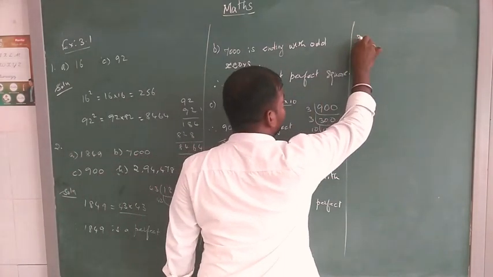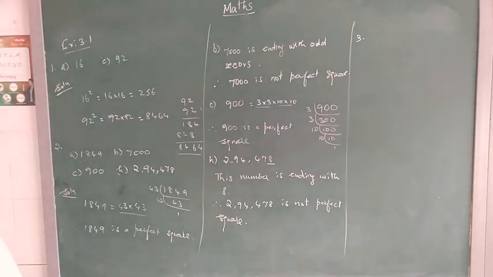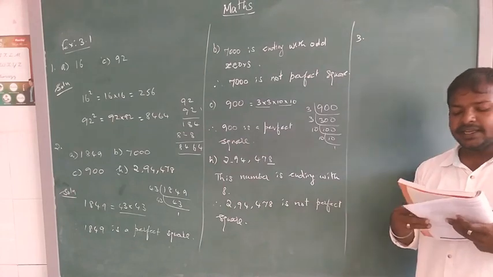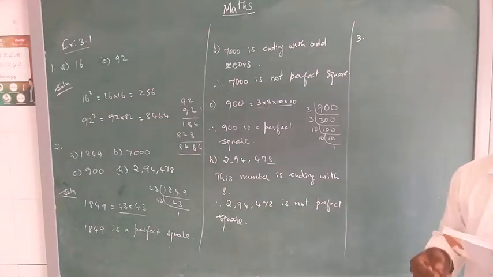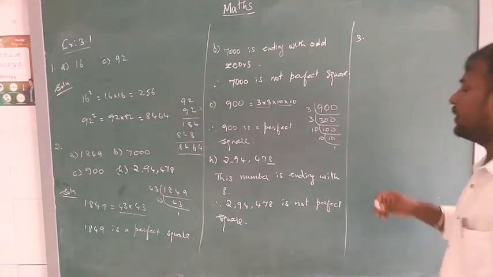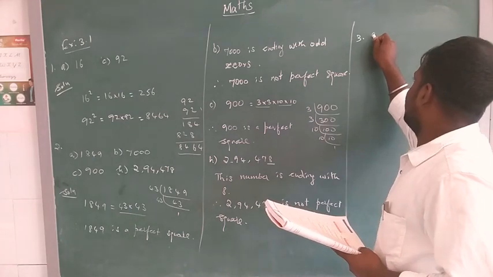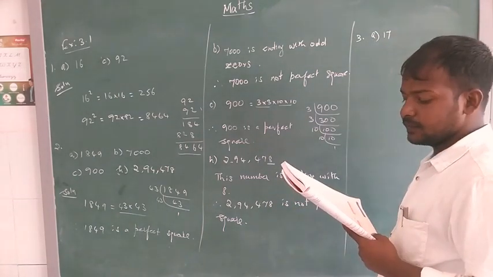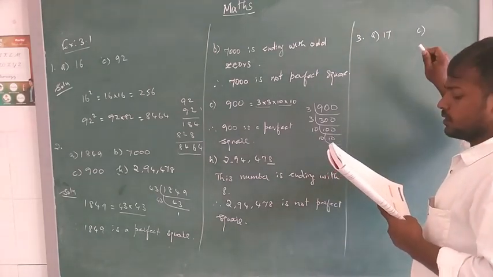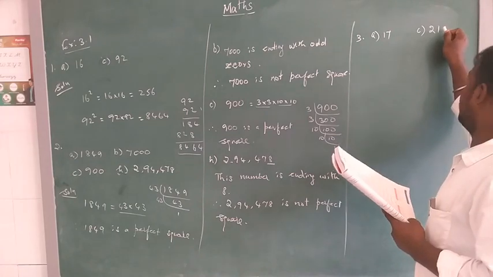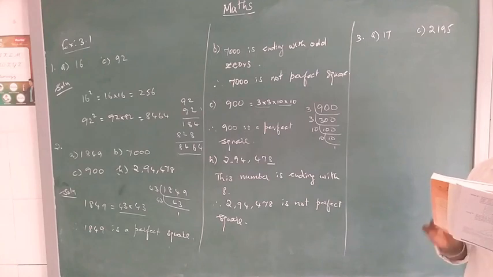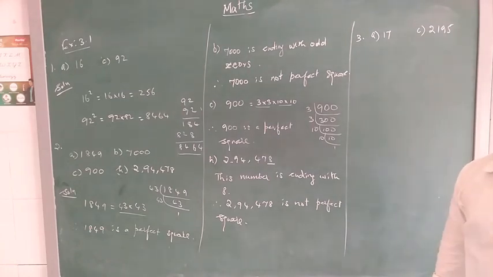What about the third problem? The third problem: what is the possible number of digits in the squares of the following numbers? They are asking, what is the possible number of digits in the square of the following numbers? I am taking the first problem, 17. Then I am taking the C problem, 2195.